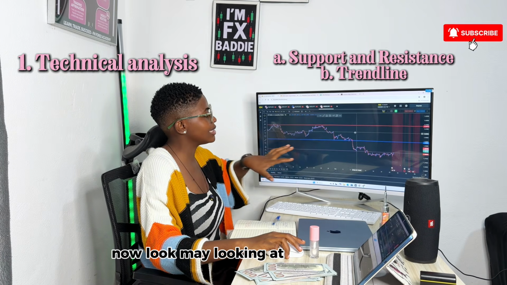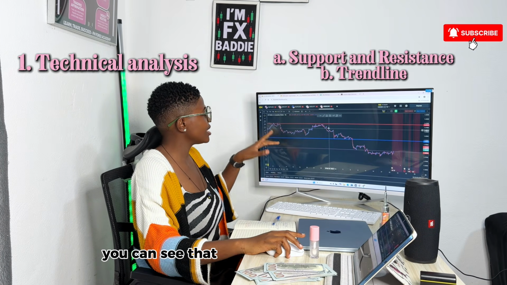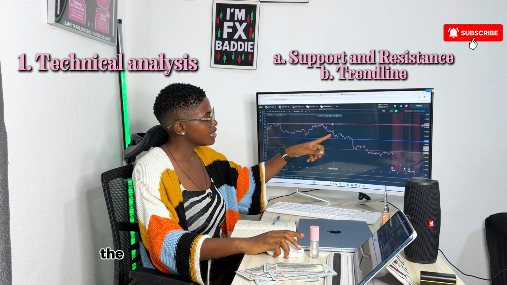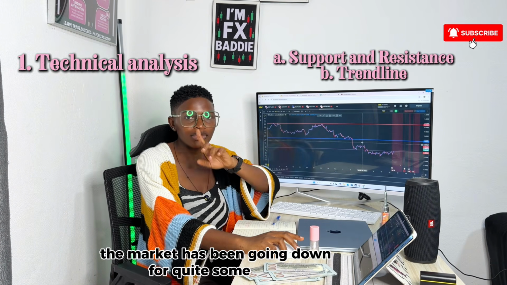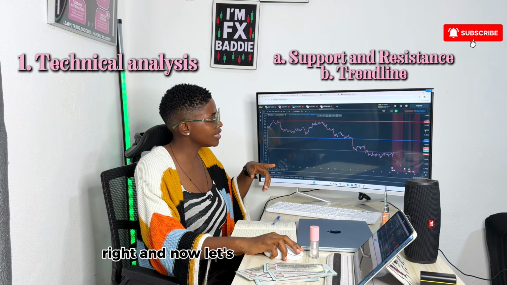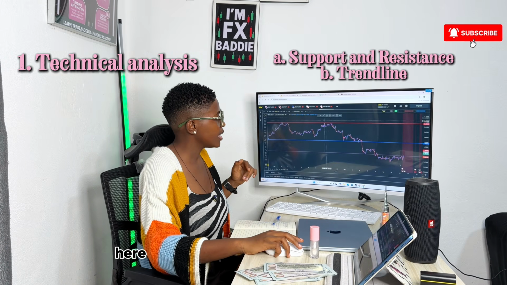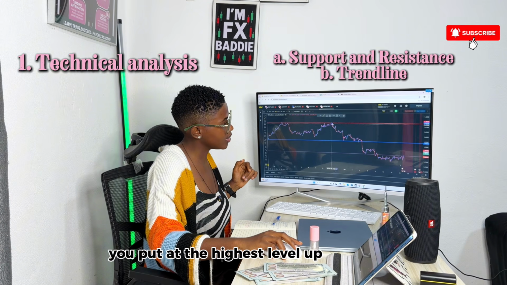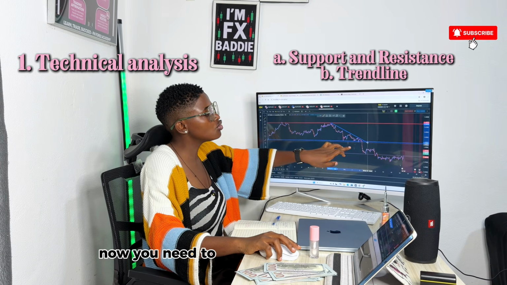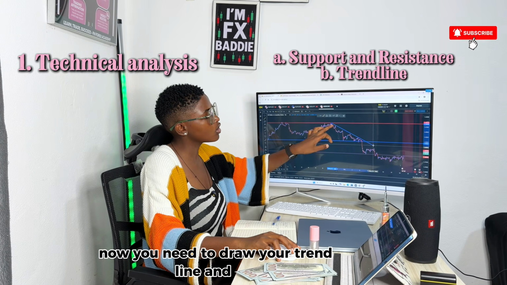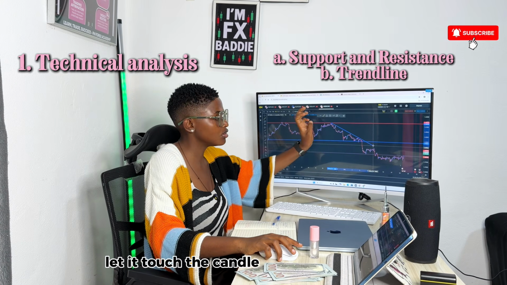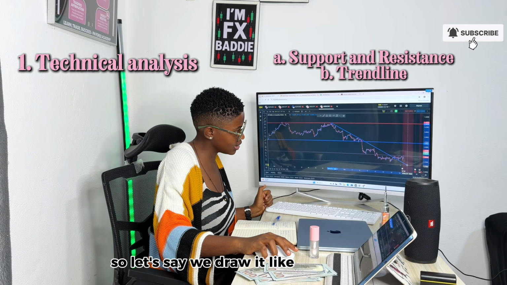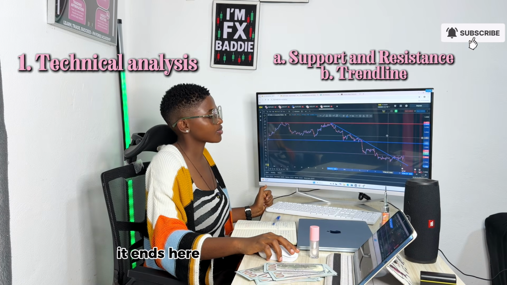Now, looking at this, you can see that USD/CAD is on a downtrend. That is, the market has been going down for quite some time, right? And now let's say you want to draw a trend line here. You take your trend line, you put it at the highest level up here, then you pull it down. Now you need to draw your trend line and let it touch the candlesticks. Yes, that's how you draw a valid trend line. So let's say we draw it like this, it ends here, right?